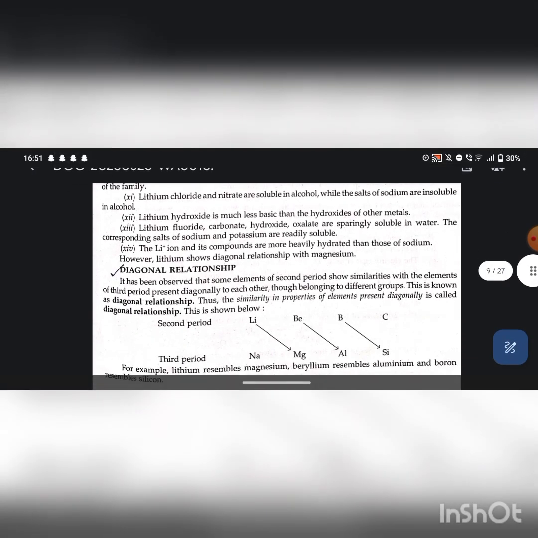For example, 2LiOH gives Li2O plus H2O. Li2CO3 gives Li2O plus CO2. Upon heating, lithium nitrate gives nitrogen dioxide and oxygen. Sodium nitrate and potassium nitrate, upon strong heating, form the corresponding nitrites and evolve oxygen.